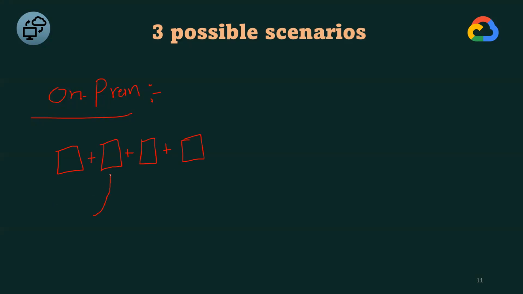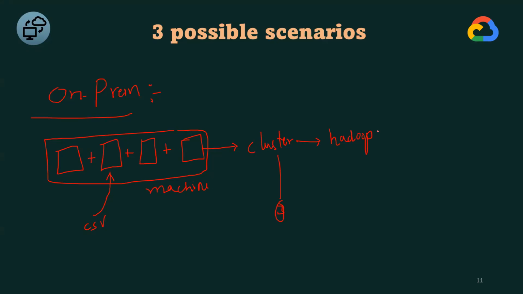Once the storage is available, I am going to store this CSV data here. On top of one of the machines, you can think of this as one Windows machine or whatever, I am going to create a cluster of virtual machines, a cluster of 3 machines. On top of that, I am going to install Hadoop to store this data, and to process the data, I'm going to install Hive so that I'll be able to have this data in the form of a table. So this is what I will do in on-premises.